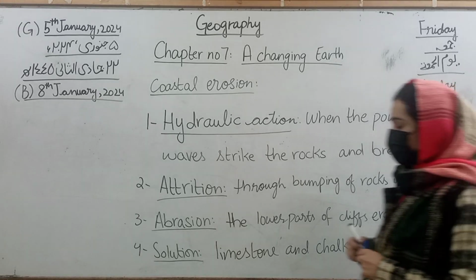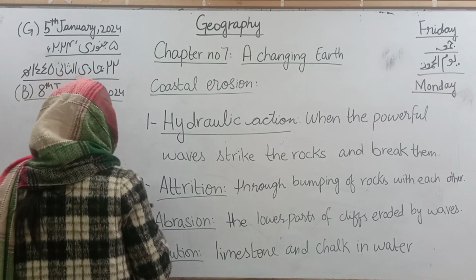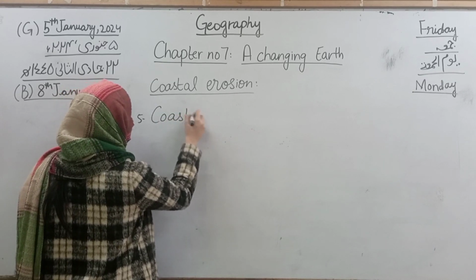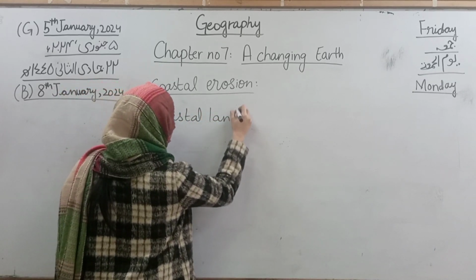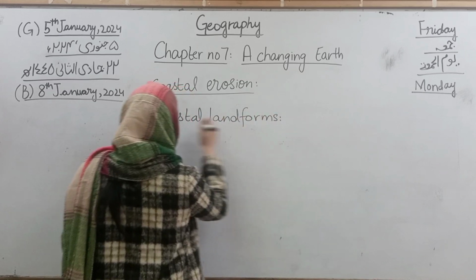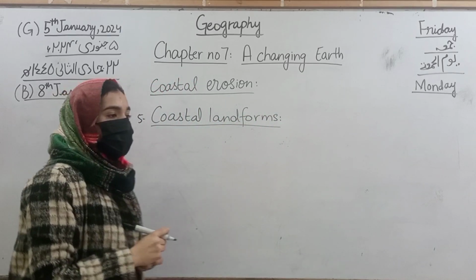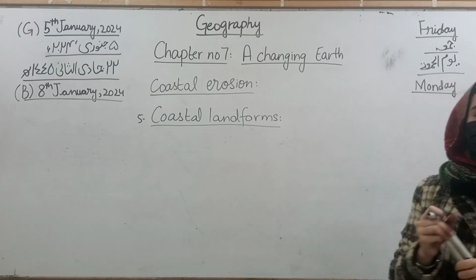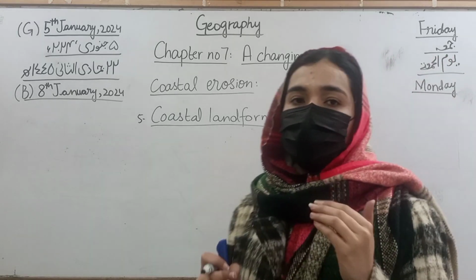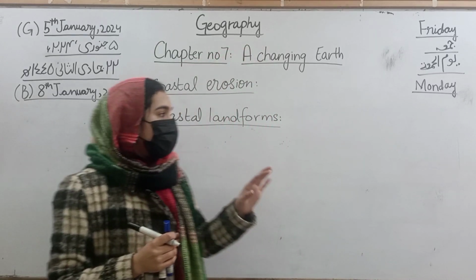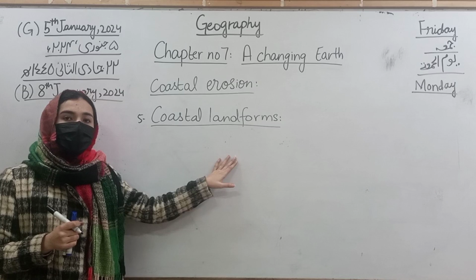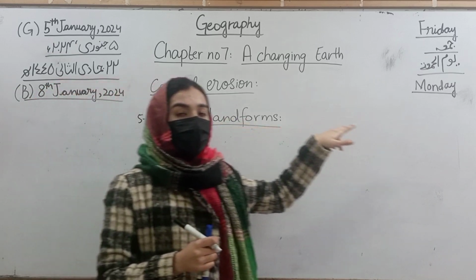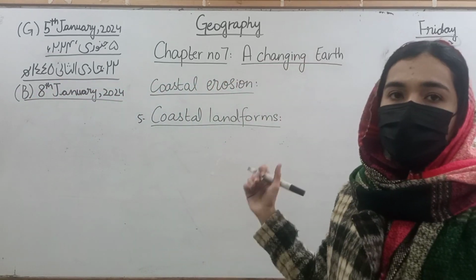There is a last way, which is coastal landforms. This is the last way by which coastal erosion occurs. When the cracks in the cliffs face the forced water, this forced water goes into these cracks and the cracks enlarge. When the cracks become enlarged, they form caverns. This is the way by which coastal landforms cause coastal erosion. So here we complete this topic.